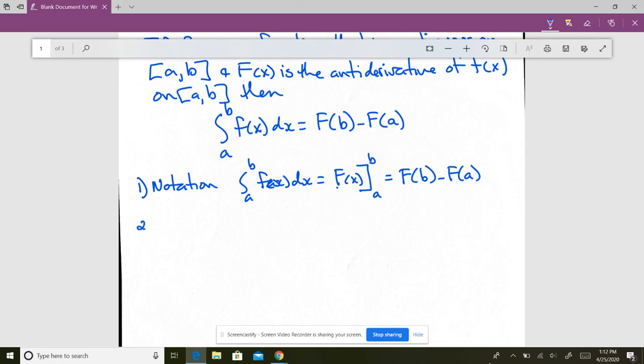Second thing is you'll notice there is no plus c in any of these, okay? Because we don't need it. And this is why. We don't need a constant of integration.